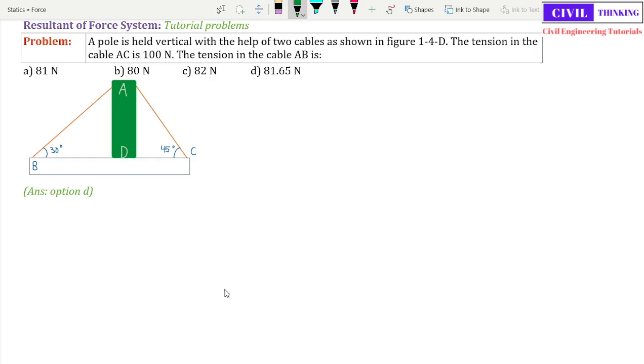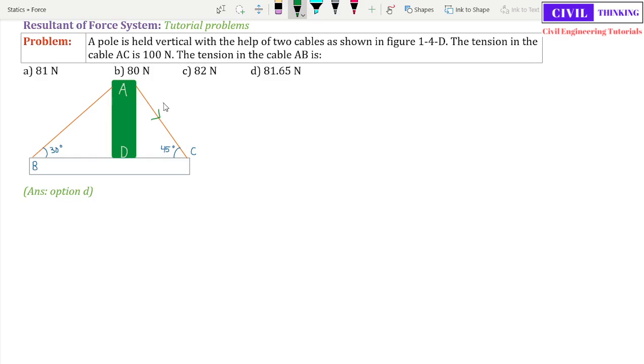Now coming to the problem, a pole is held vertical with the help of two cables as shown in figure 1-4-D. In this figure, AD, this green one, is a pole. This AC, the orange line, and AB are the cables. This is a solid pole and it is held vertical with the help of these two. Now the tension in the cable AC is 100 Newton.